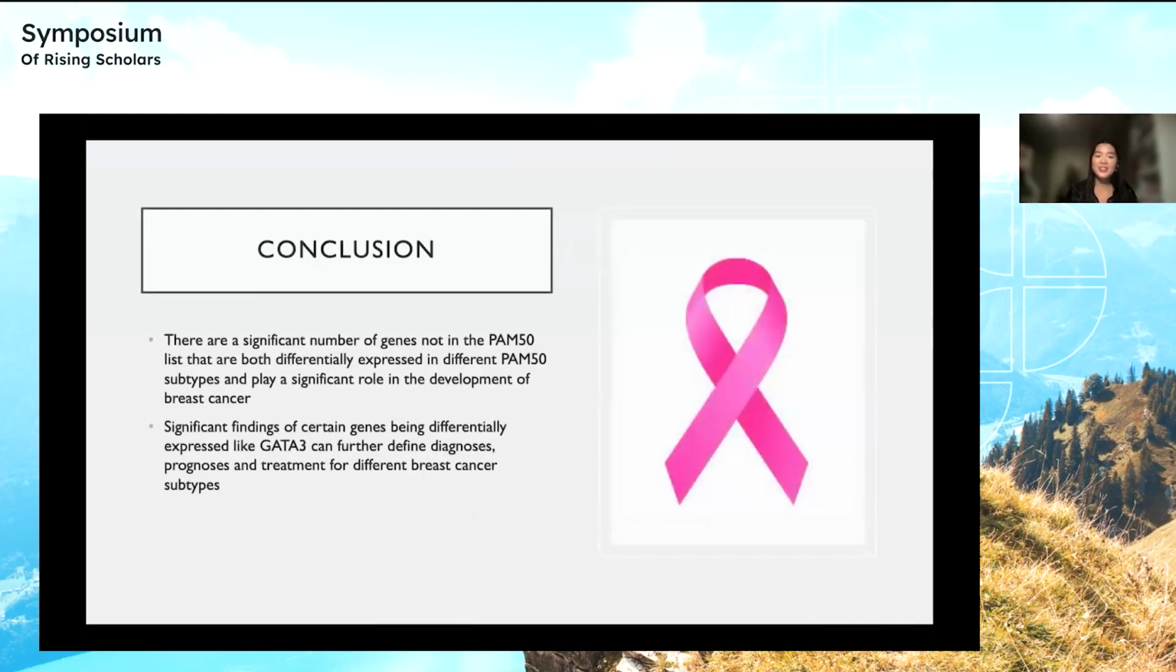And then in conclusion, there are a significant number of genes not in the PAM50 list that are both differentially expressed and in different PAM50 subtypes that play a significant role in the development of breast cancer. So basically, what I'm concluding is that the PAM50 gene list does not capture all of the genes that could help oncologists decide what kind of subtype the breast cancer is.